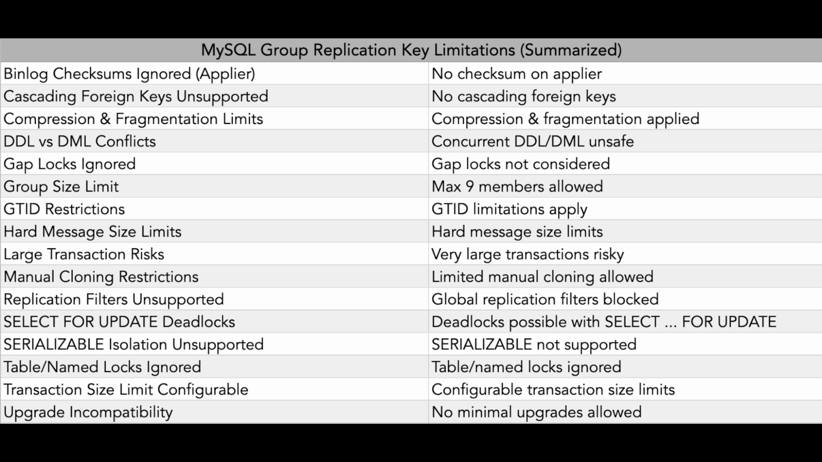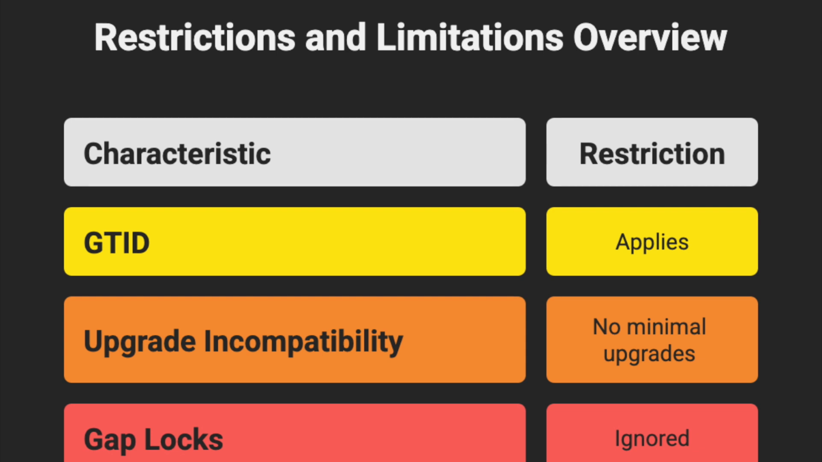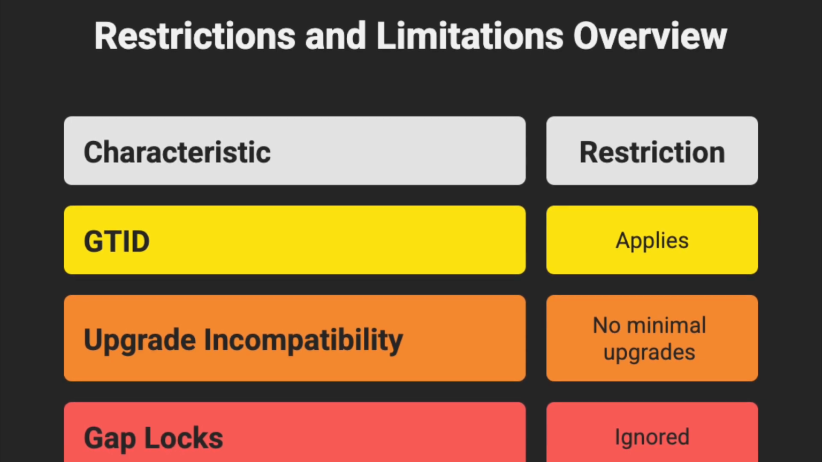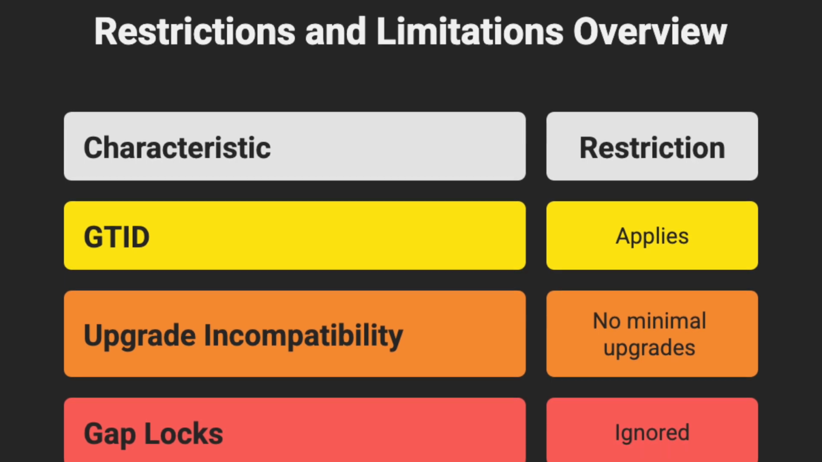GR handles cloning for recovery, but what about manual cloning by a DBA on a running cluster? Any restrictions? Yes, there are. While GR's automatic cloning for recovery is fine, if a DBA wants to manually clone data onto a running group member, it's only allowed under specific conditions. The main rule is the manual clone operation must not remove and replace the recipient server's existing data directory.